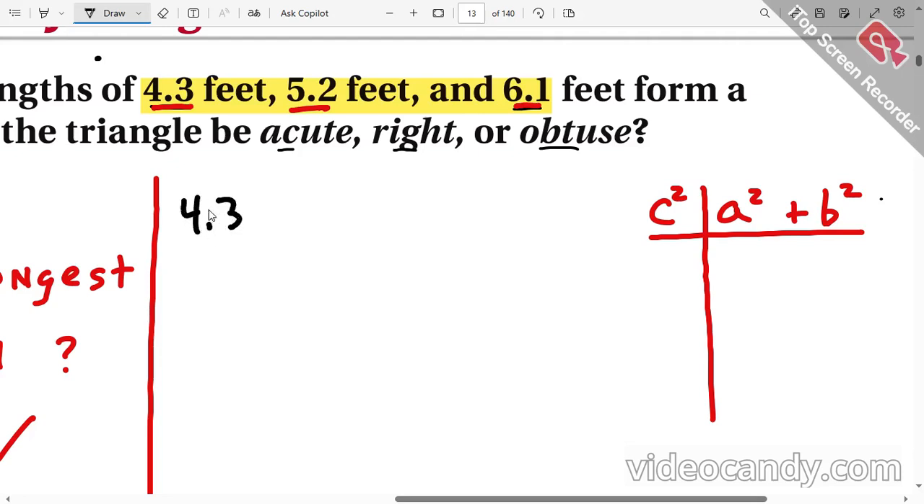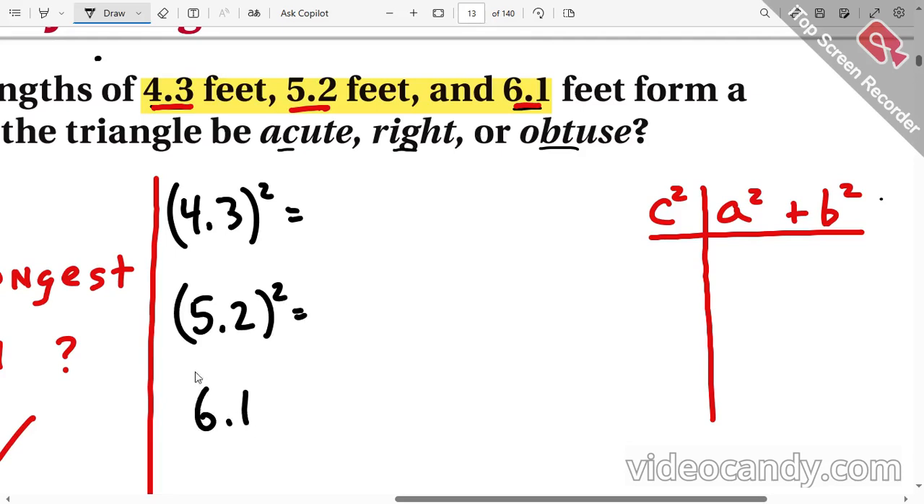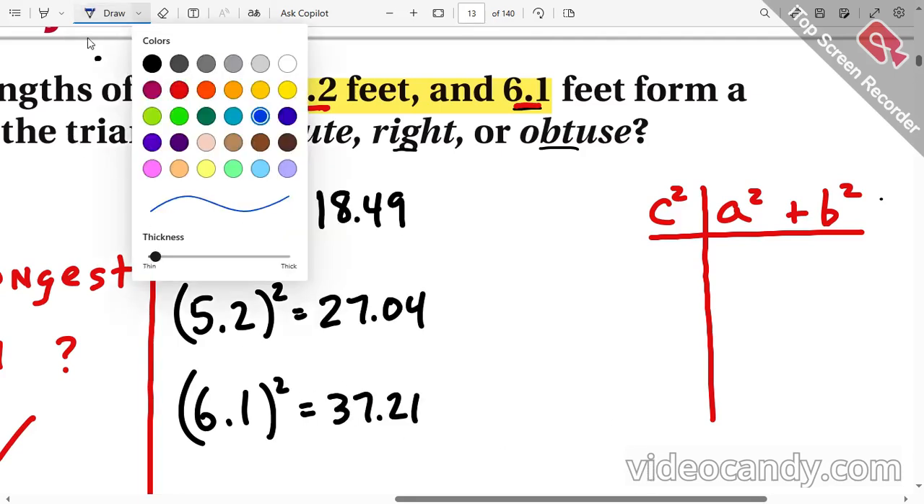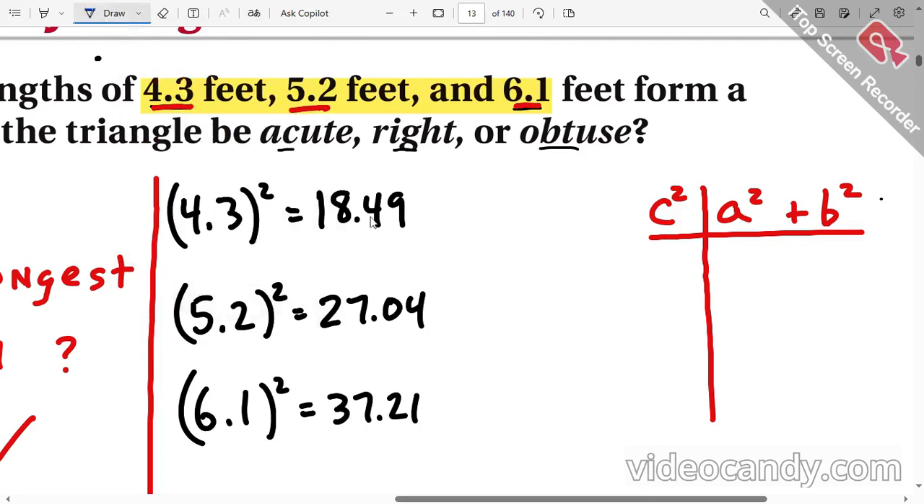So we're going to do 4.3 squared. We're going to do 5.2 squared. And we're going to do 6.1 squared. I'm going to do each of these on my calculator. All right, I squared each one. I did not have to round off, and this is what I got. So which one is going to be the C squared? Well, the longest one is always your C squared. So that's 37.21.